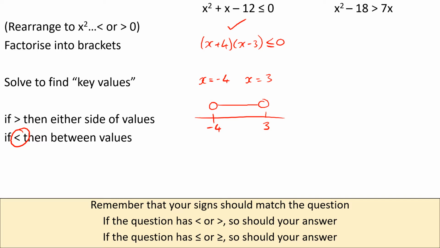And this is the point where we should match the question. So we're actually going to write -4 ≤ x ≤ 3. So that's the only difference there. We've got an or equal to. What about the second one?